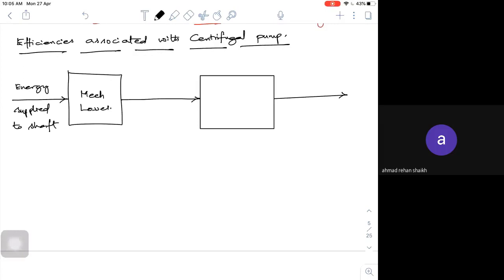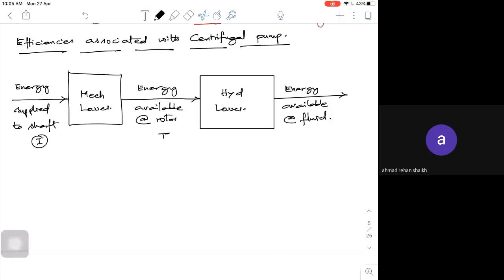Then this is the energy available at the rotor. Then we have all types of hydraulic losses. Then this is the energy available at the fluid. This is a simple thing which we already discussed in unit 1. Okay, if I call this as 1, this as 2, this as 3, we are just relooking at what we have discussed.